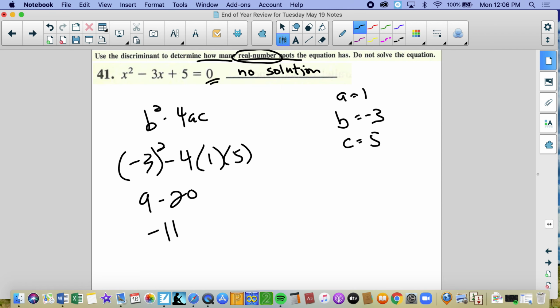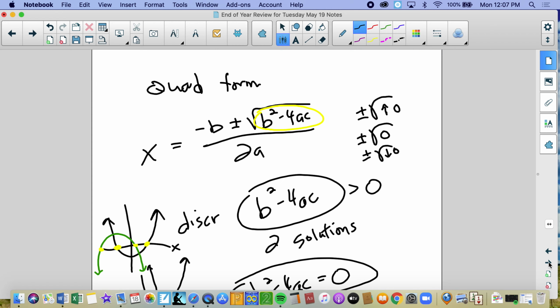So how many real number solutions? It'll be none. If they asked how many solutions later on in Algebra 2, we would say 2 imaginary solutions. But under the question they're giving, it says how many real number roots. I guess none would be the better answer. There are no real number solutions. Let's look at the next problem.